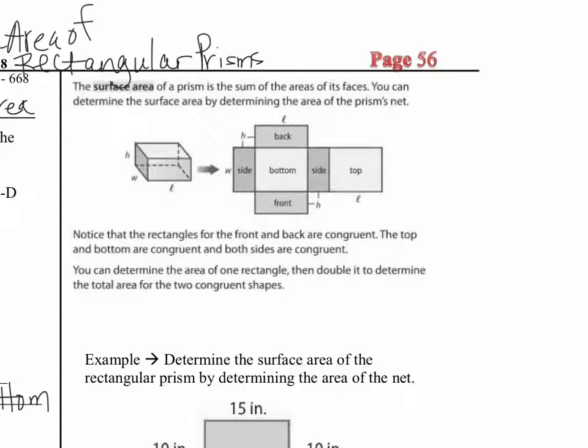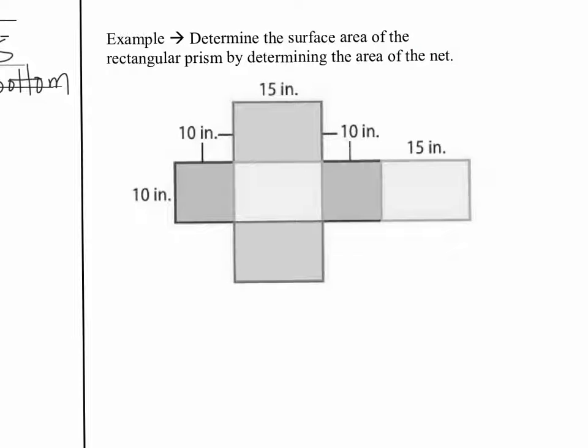Example: determine the surface area of the rectangular prism by determining the area of the net. First of all, establish in your mind that all of these are rectangles, so you'll be using one formula for each of these 6 faces. The formula that you will use for a rectangle? That is correct, base times height. We will write that down.